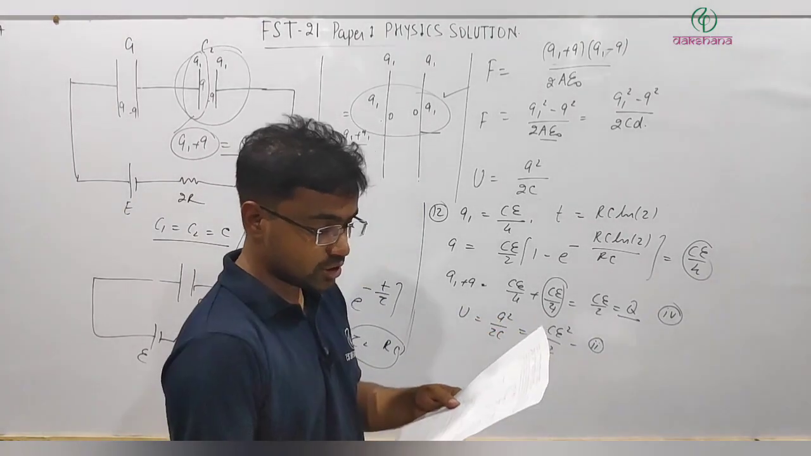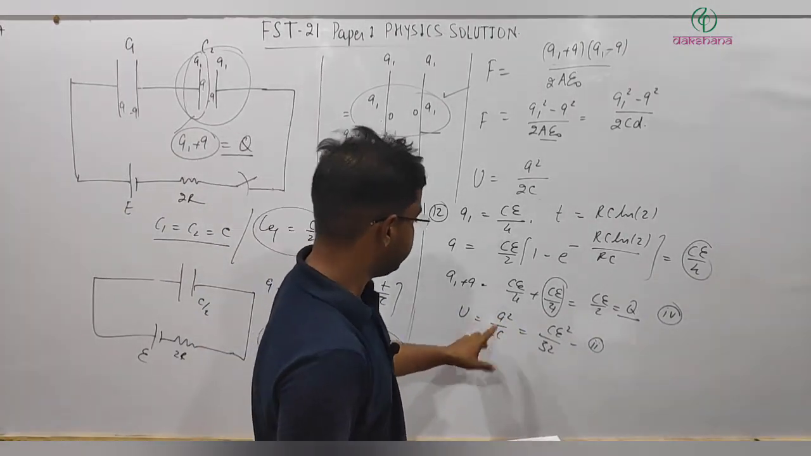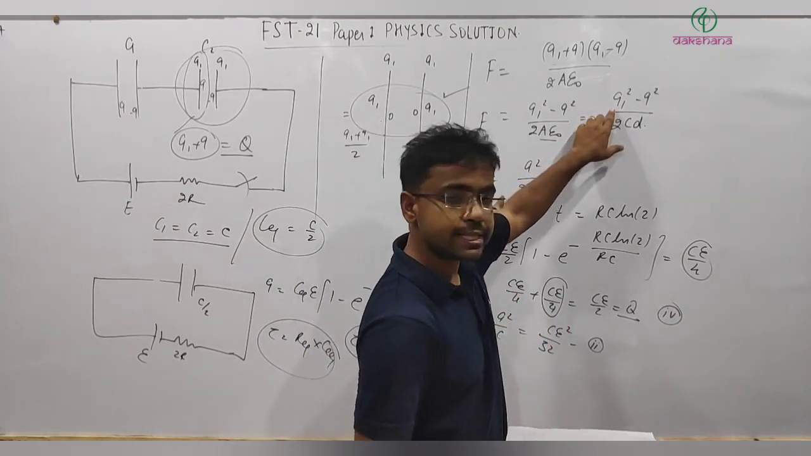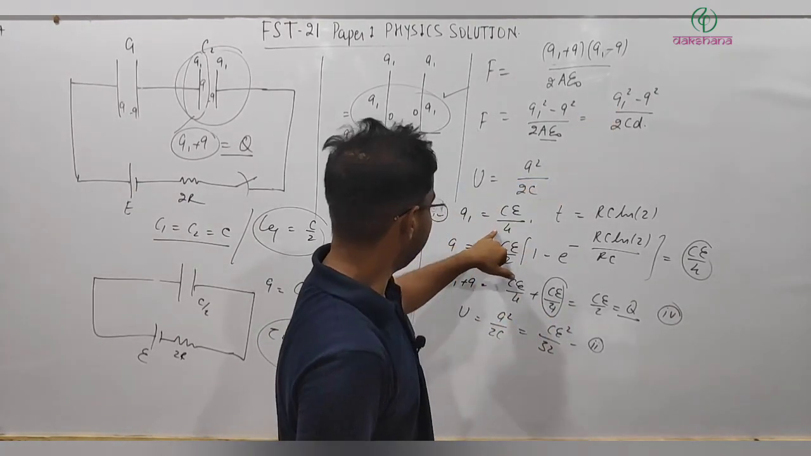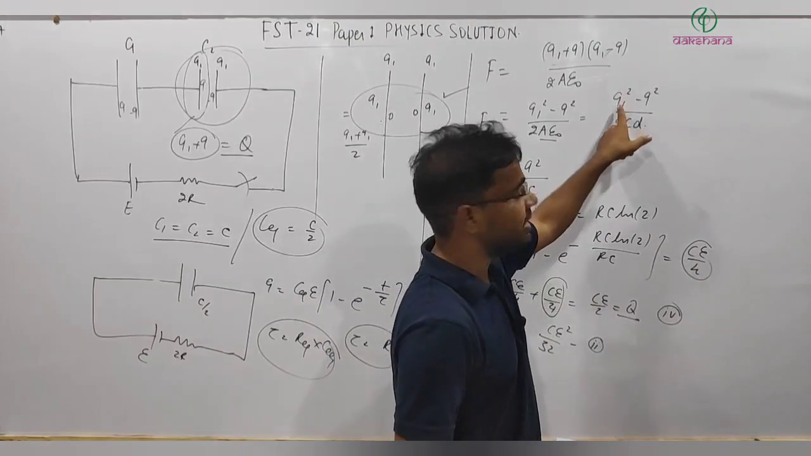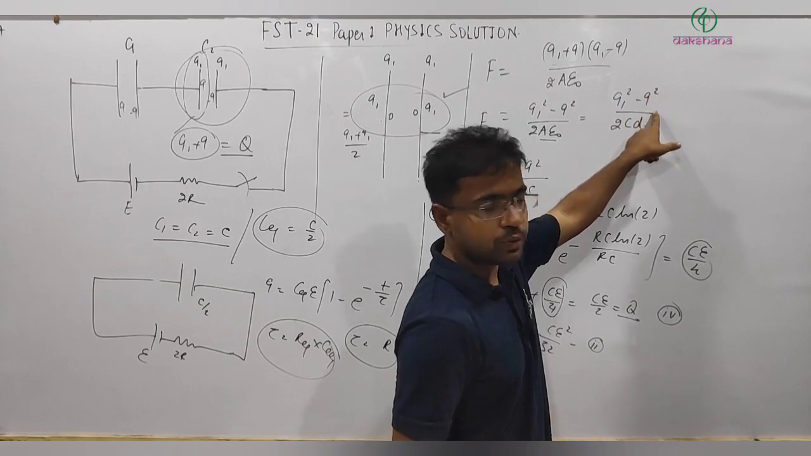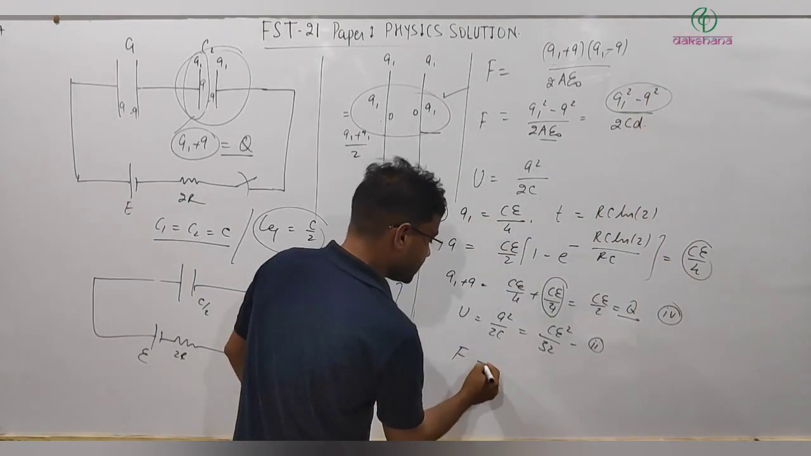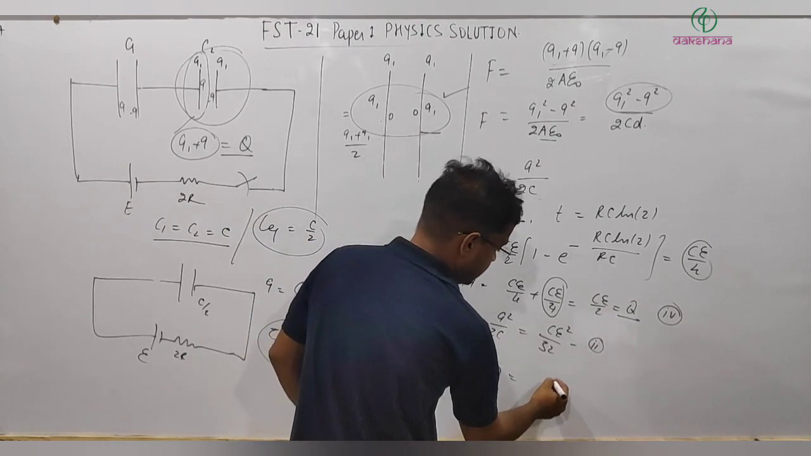In column 3 it's talking about force. So in force, Q1 is CE by 4, and small q we are getting CE by 4. So CE by 4 whole square minus CE by 4 square. How much will this quantity be? Simply 0. So I can write force is coming out to be 0, which is matching with P.